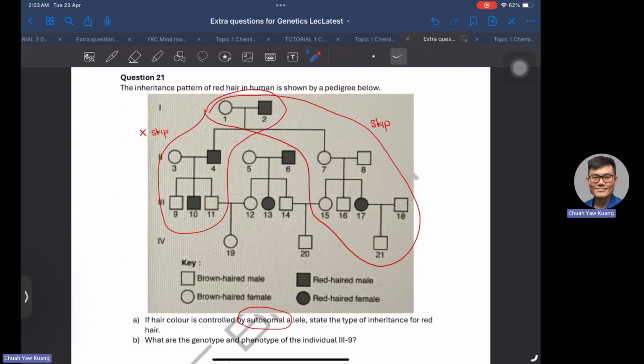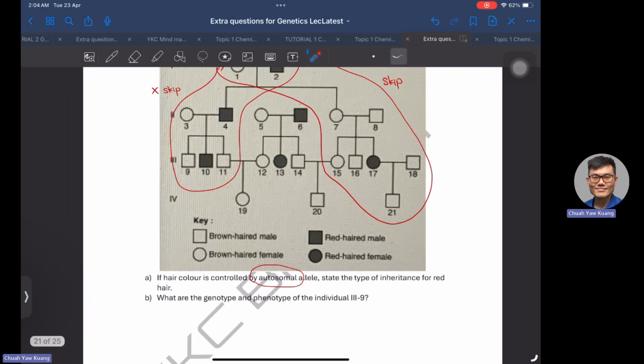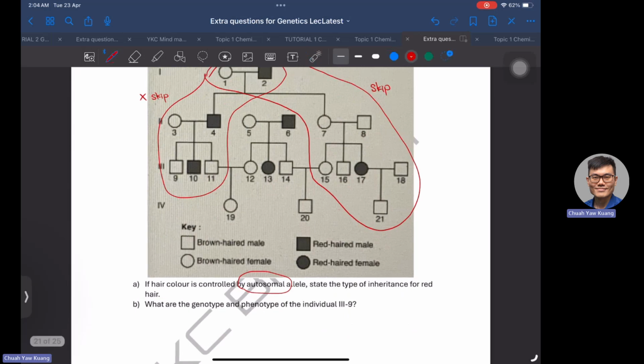You look for that. So in the whole pedigree, if you analyze it properly, then you will see that yes, we can find one, which is here. Both parents are not affected, but they are producing at least one child that is affected. So that is actually one of the key points for us to identify whether this is dominant or recessive.